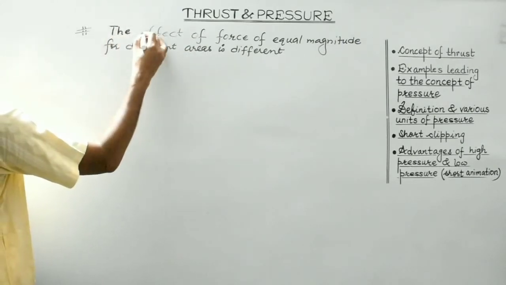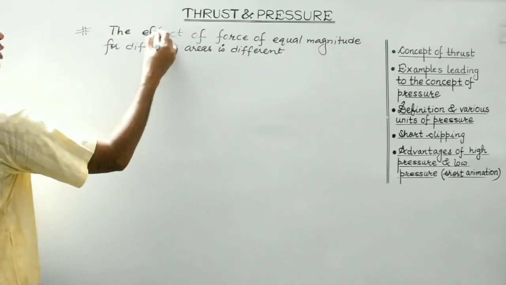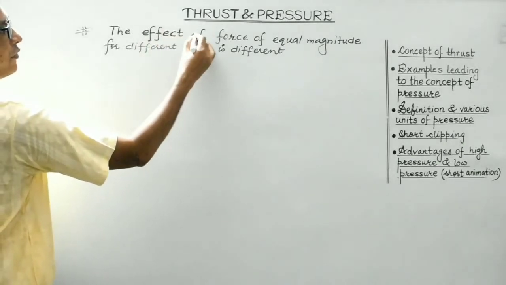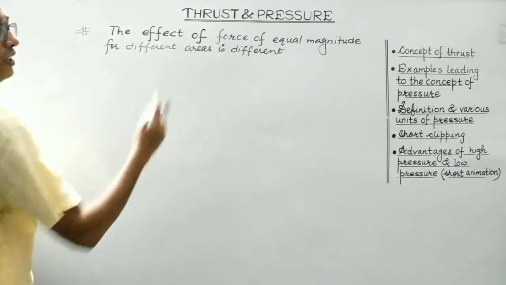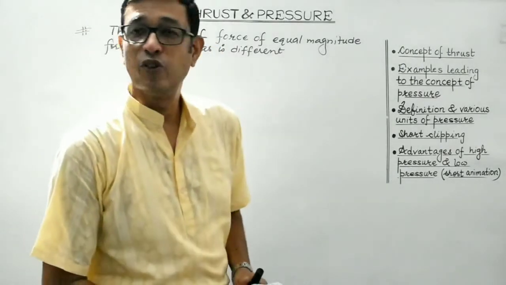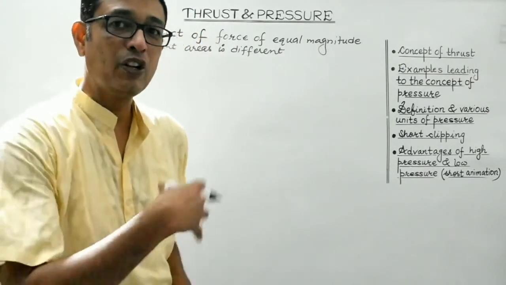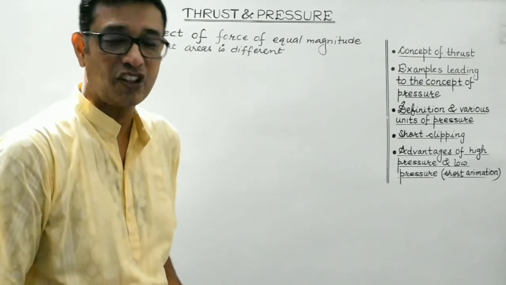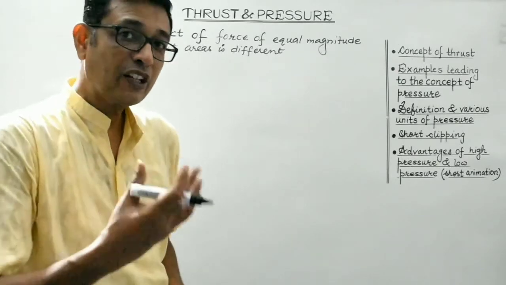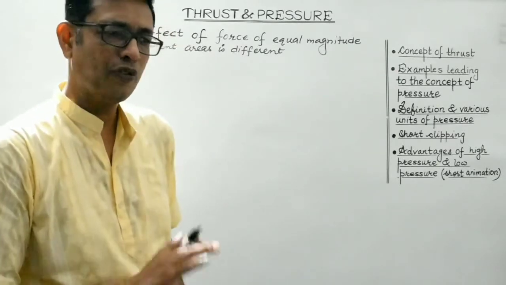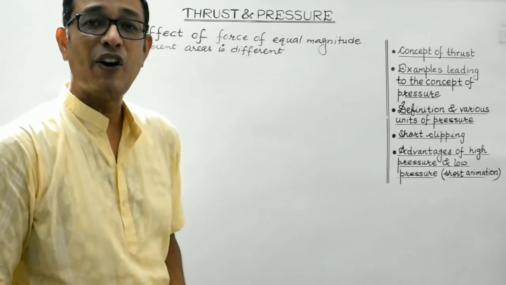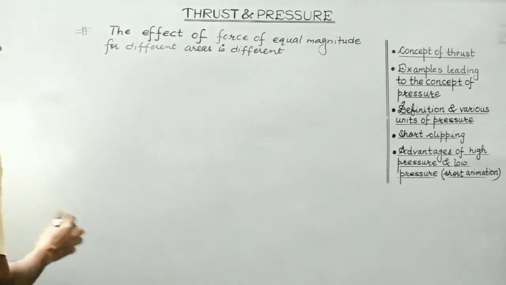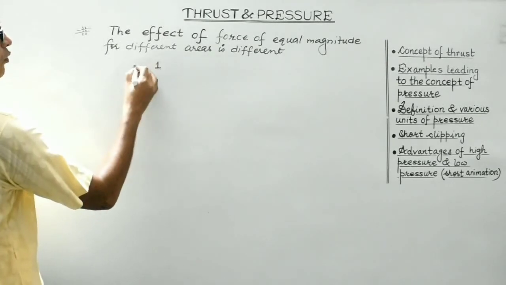Again, I repeat, students. Just now we have discussed the force exerted by a body, whether it is a solid, liquid or gas, perpendicular to the surface with which it is in contact. That is known as thrust. The effect of this force of equal magnitude is found to be different on different areas. Now, let us consider example one.